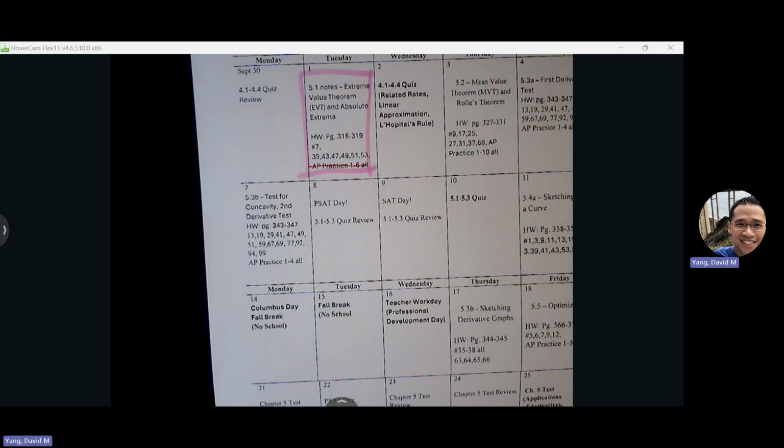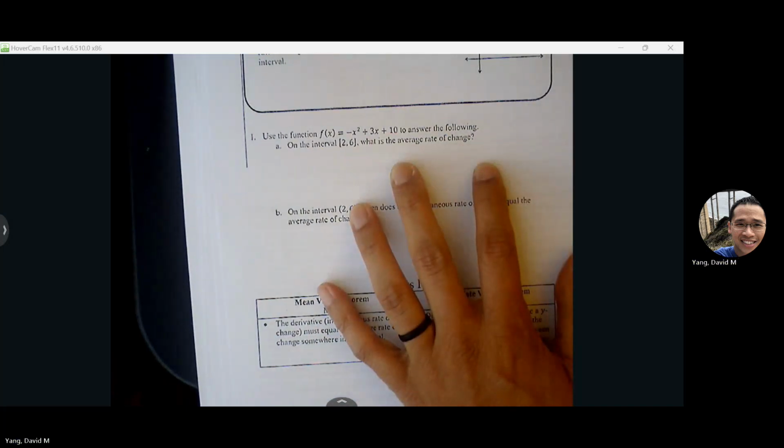Highest point is your absolute max. Lowest point is your absolute min. All right, so today we're talking about mean value theorem and Rolle's theorem, page 6.